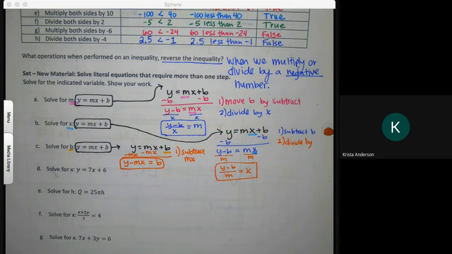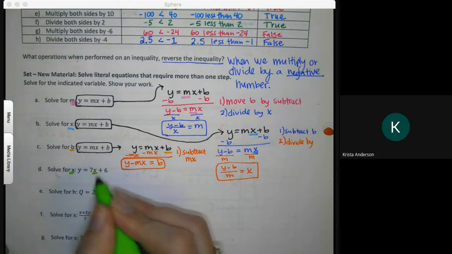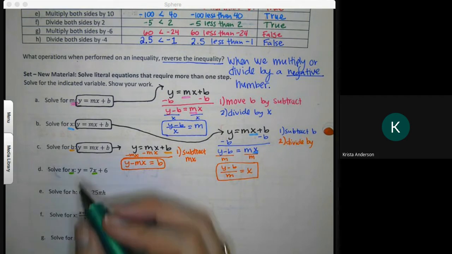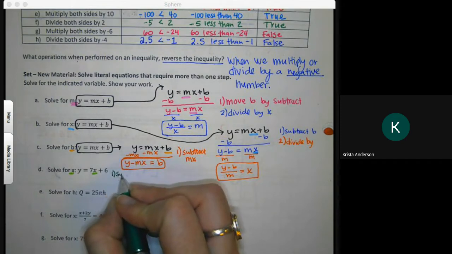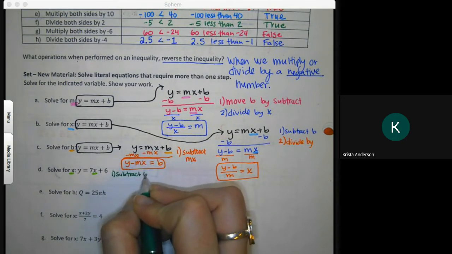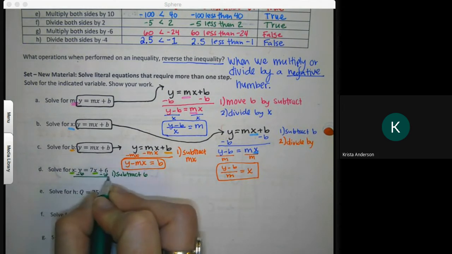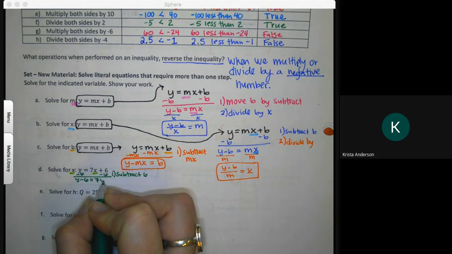See, I don't know if I have enough room. I guess I could try and write right under it. All right, our next one wants us to solve for x. My first step to get x by itself is I would want to move this 6 over to the other side. So I would minus 6. That would give me y minus 6 equals 7x.